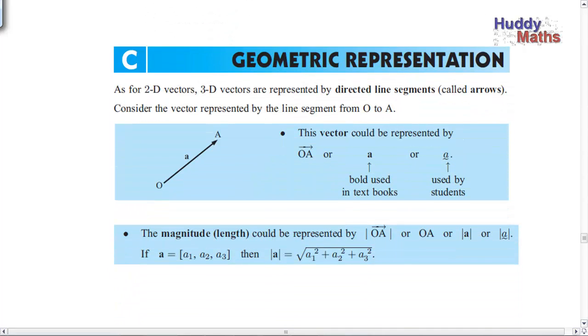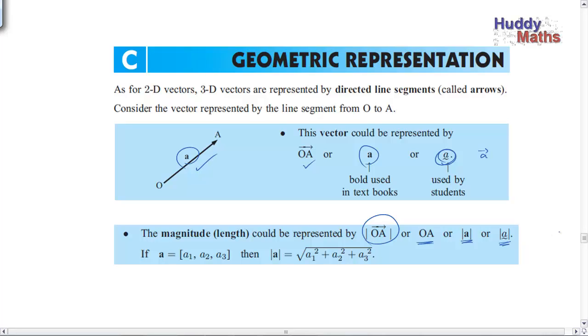So here we've done this before, geometric representation. O to A is bold in a book. We can do that, or use bold type, or you can do that, or you can do that as well. So any of those, we'll stick with the book notation this time round and do a little squiggle under the A. The magnitude or length can be represented by that, or we just say OA, or the size of A, or any of those notations.